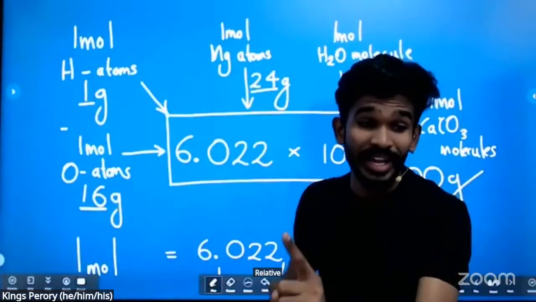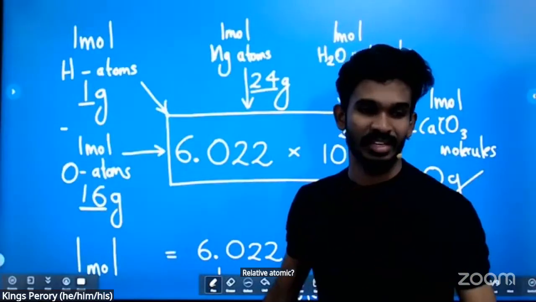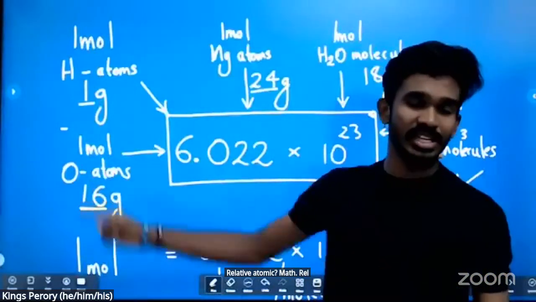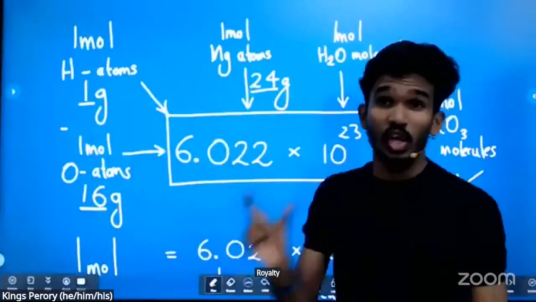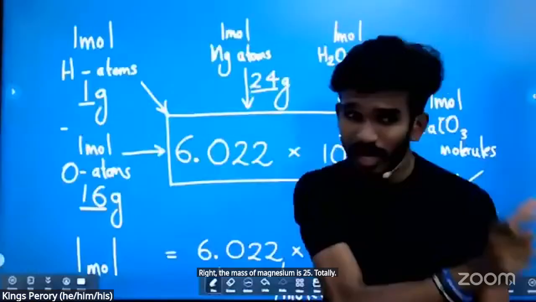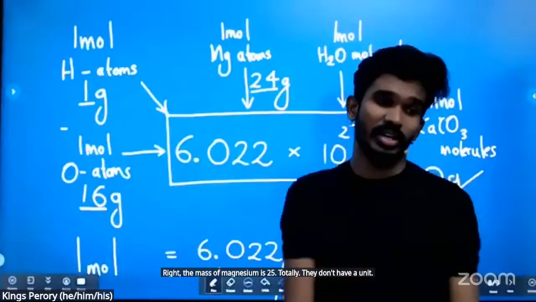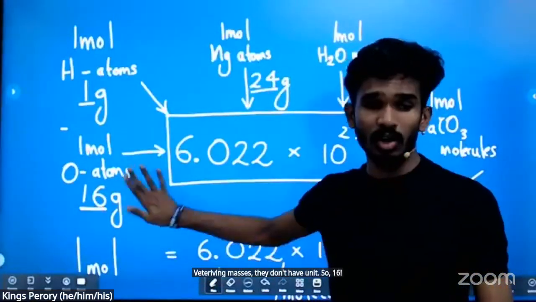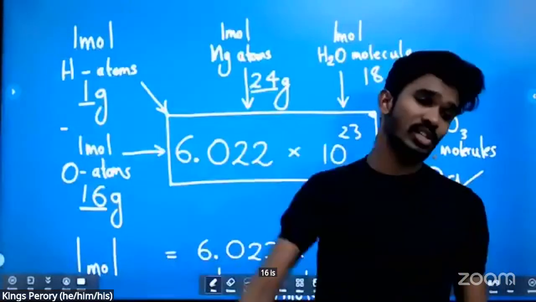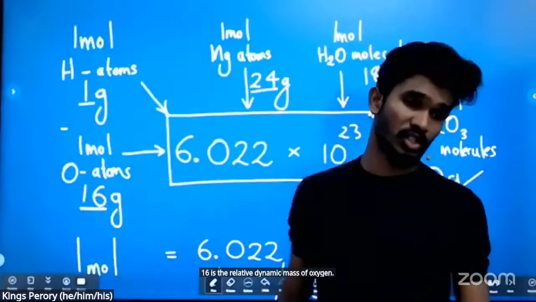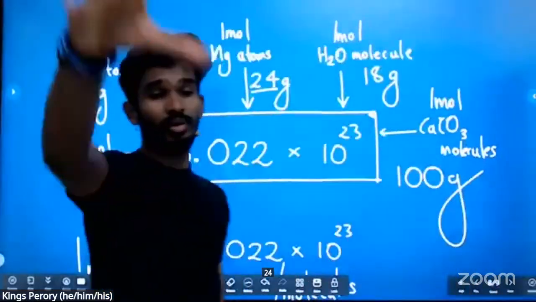Relative atomic mass. Relative atomic mass of oxygen is 16. Relative atomic mass of hydrogen is 1. Relative atomic mass of magnesium is 24. I told you, they don't have a unit. Relative atomic masses don't have a unit. I'm not talking about the unit here. Don't look at the unit. 16 is the relative atomic mass of oxygen. 1 is the relative atomic mass of hydrogen. 24 is the relative atomic mass of magnesium.